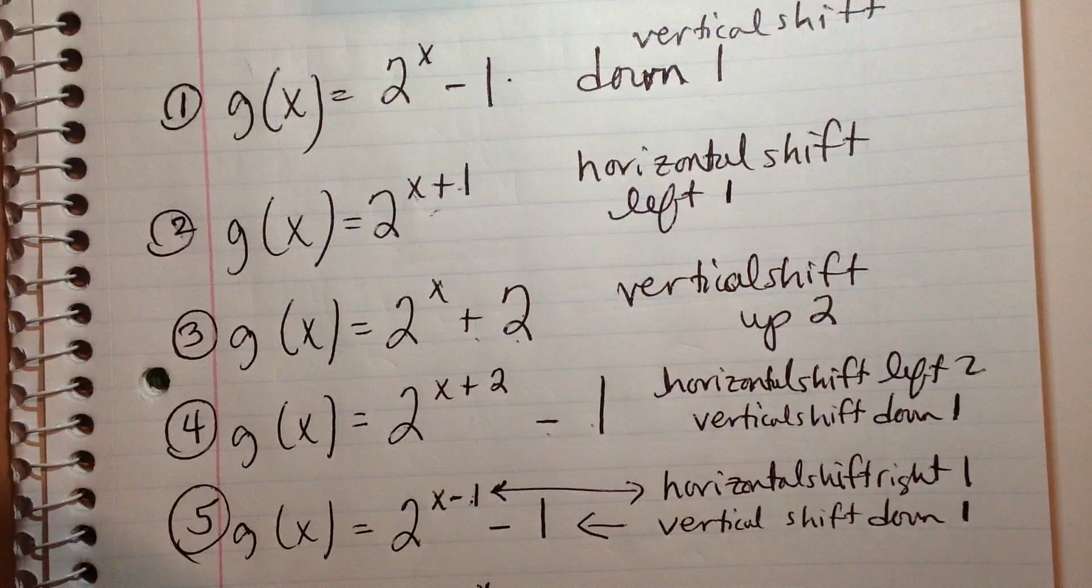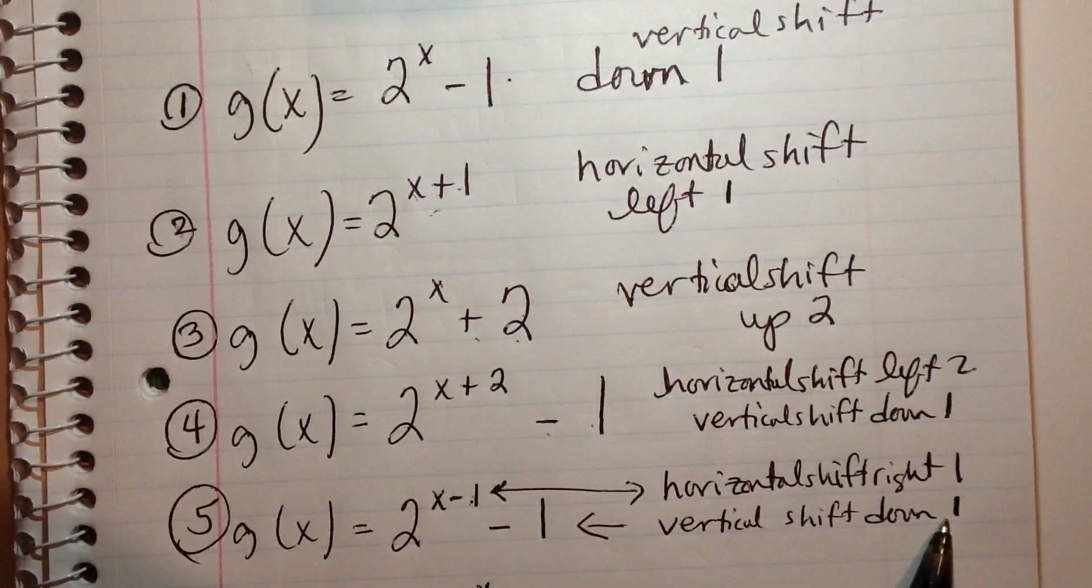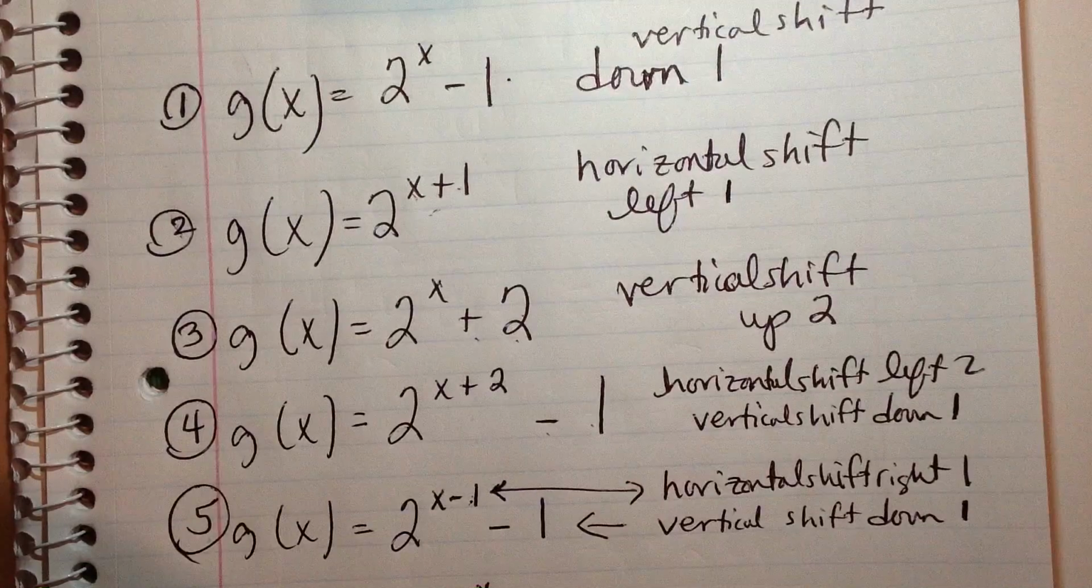So again, everything derives from the parent graph. You would graph the original parent graph 2 to the x. Then you would take every point. To find number 5, we would go to the right 1 and down 1. Every point, right 1, down 1, right 1, down 1. And then connect the points and you will have the graph of number 5.